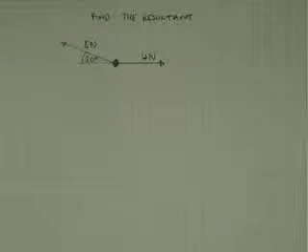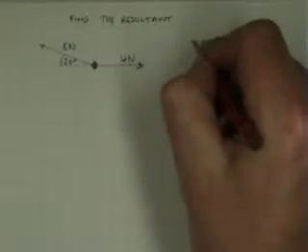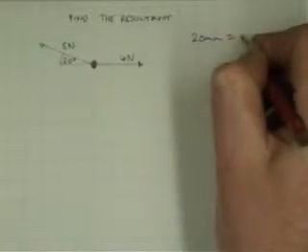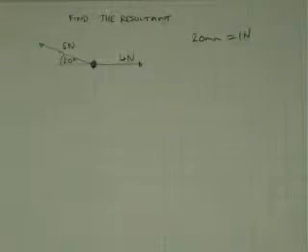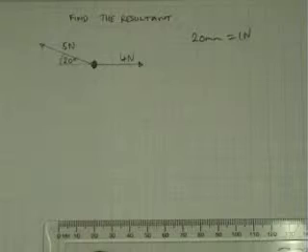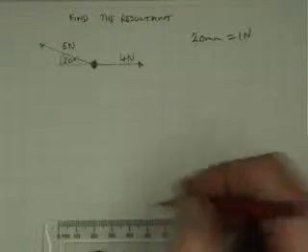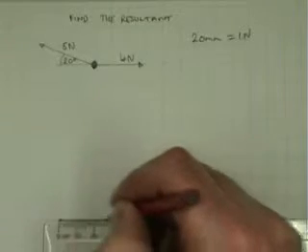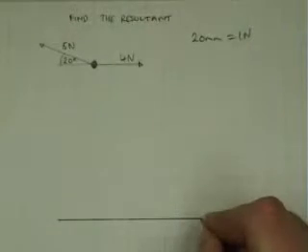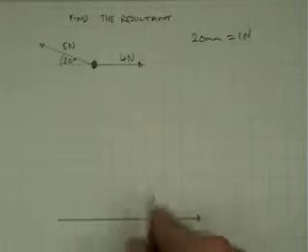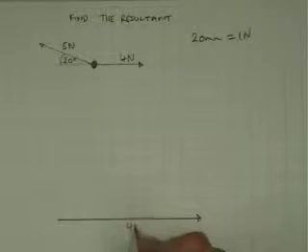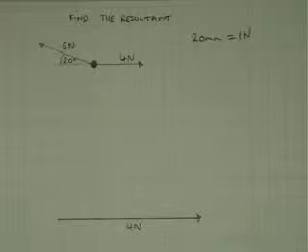In this example, we're going to use a scale of 20 millimetres to 1 Newton. As always, it doesn't matter which force we do first, but I'm going to do the 4 newtons. So 4 newtons at 20 millimetres to the newton means I need to draw the arrow 80 millimetres long. And as always, where that arrow ends, I draw the arrow for the second force.